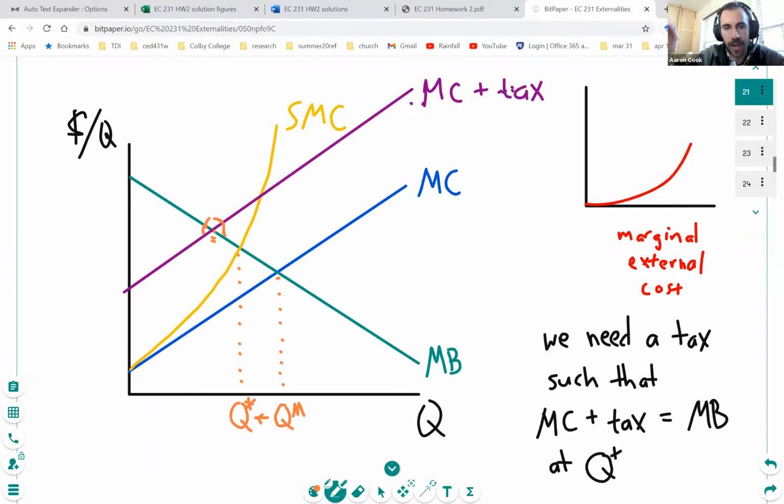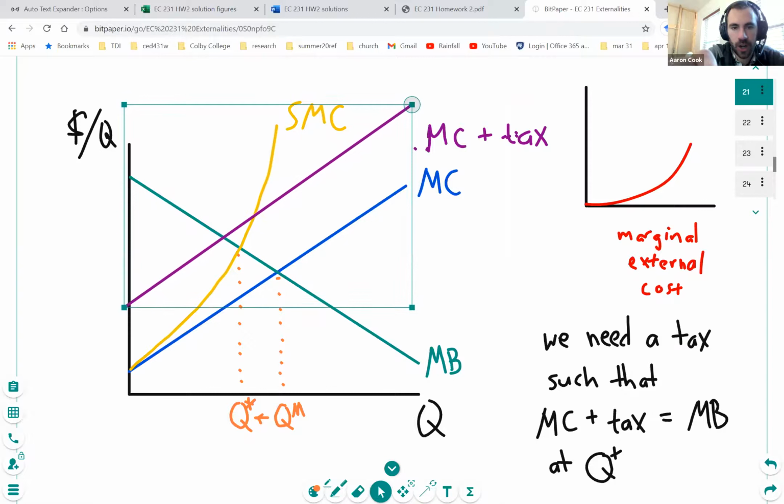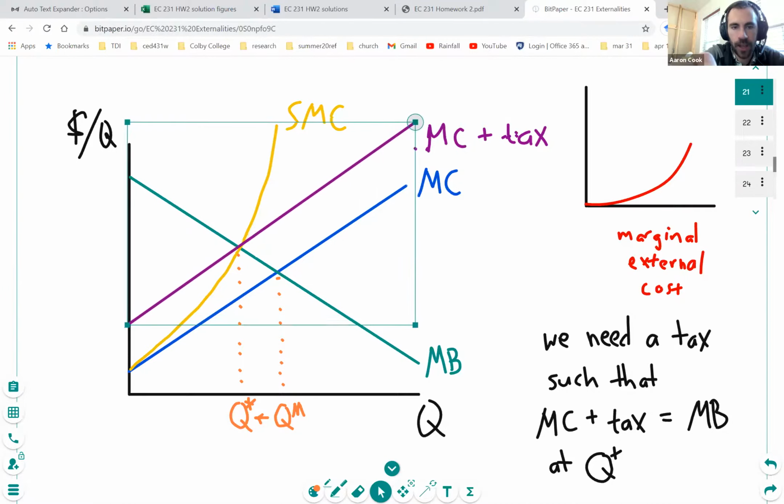So the sweet spot is right where we set the tax so that the new marginal cost curve for suppliers exactly intersects the demand curve right at the Q star that we want. That's the level of the tax that would take care of the externality, or reduce the quantity from an excessive amount to the socially optimal amount.